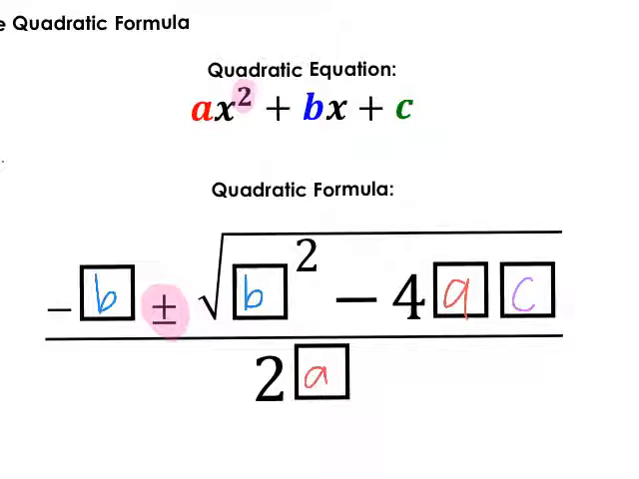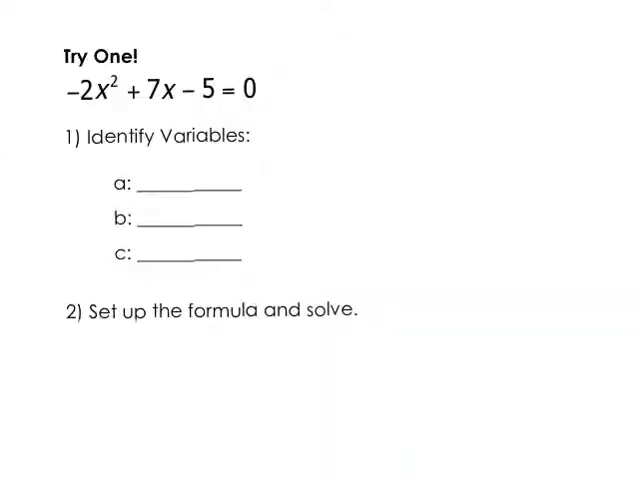So if we have negative B plus the rest of it, that's going to give us 1 solution. And if we have negative B minus the rest of it, that's going to give us our other solution. So that is the purpose of that plus or minus. Next thing that we need to work on is being able to identify variables. So we need to be able to pick a quadratic equation apart into our A, B, and C terms.